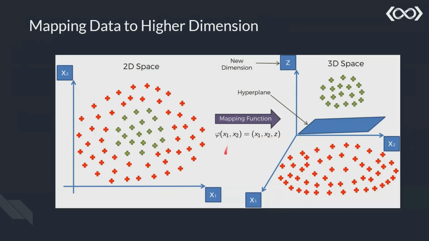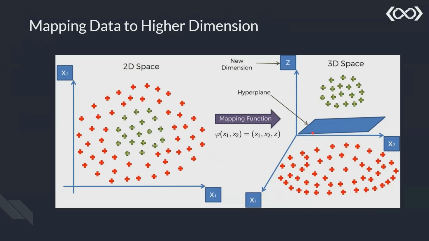So let's say a new data point comes in. I'll put its features into my mapping function, calculate the z coordinate, and map it to a higher dimension. And whatever the location is, if it's below this plane, then it will be red.